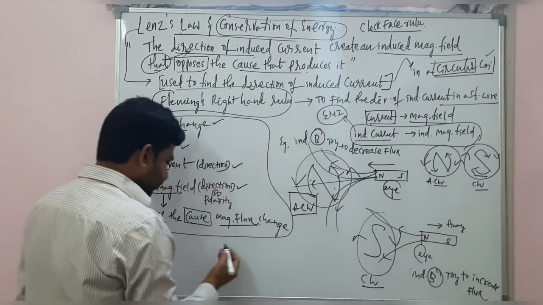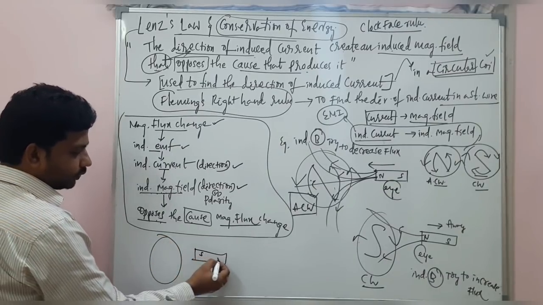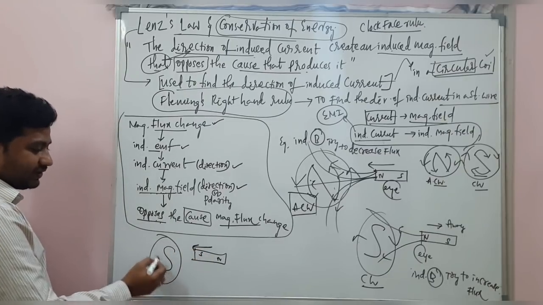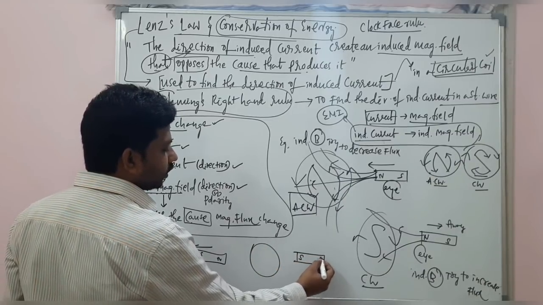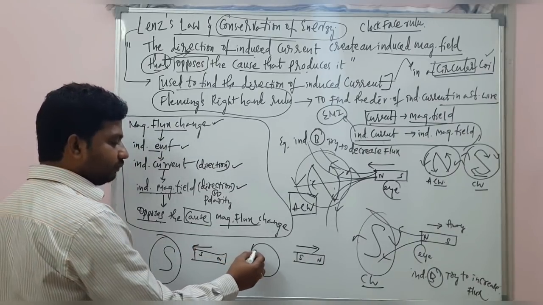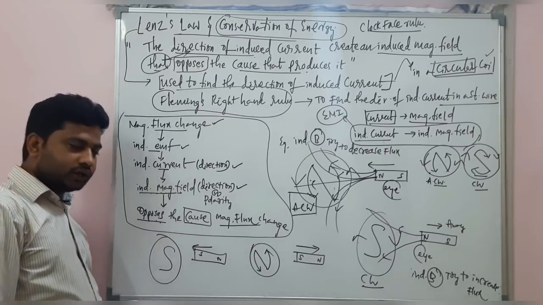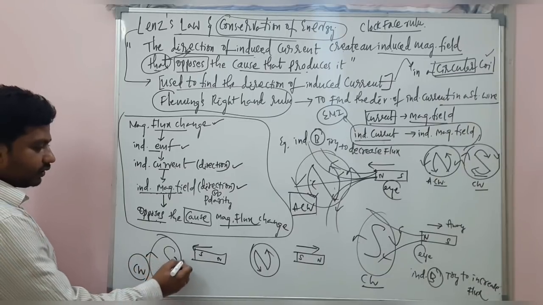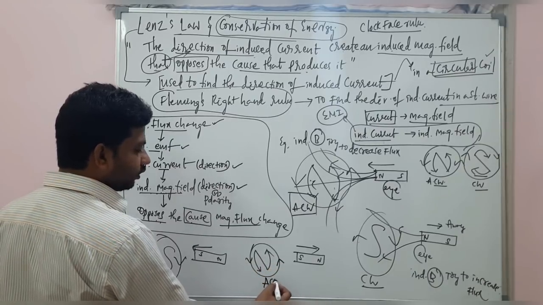Here, carefully see, I am drawing here. This is the coil, with south pole and north pole. Now the south pole is moving towards the coil, and a south pole is developed here. And if you see the south pole and north pole, when the south pole is moving away from the coil, definitely a north pole will be formed. So the direction of the induced current is clockwise here, and the direction of induced current is anti-clockwise here.